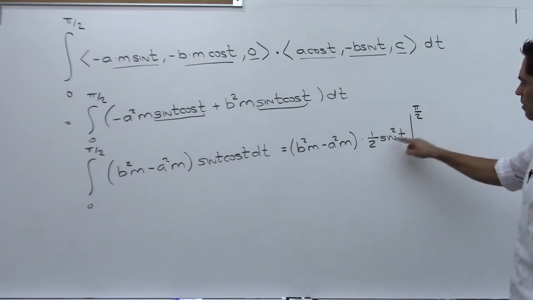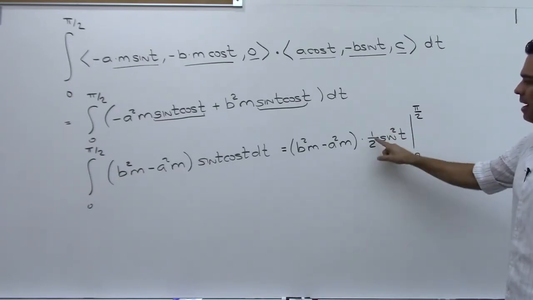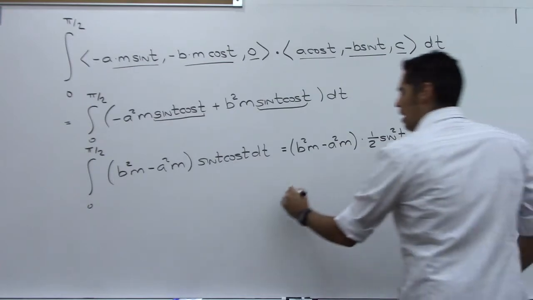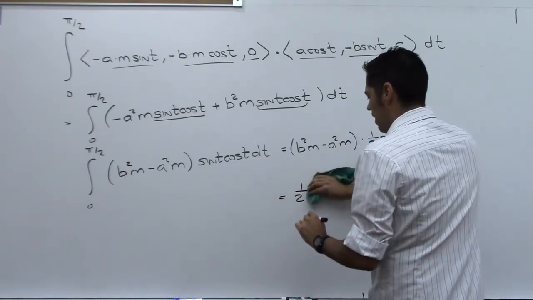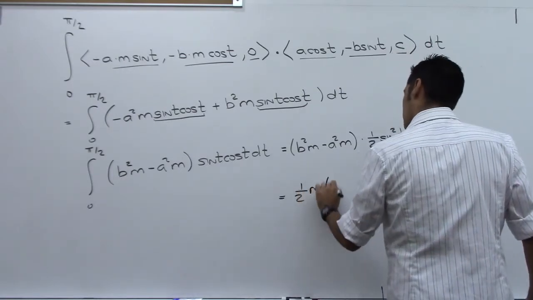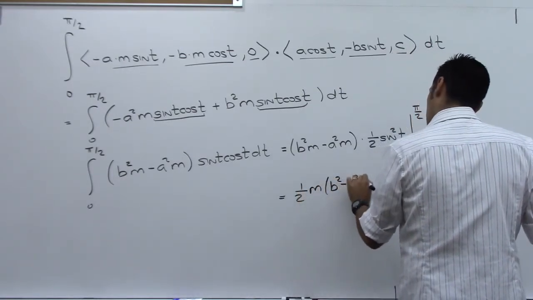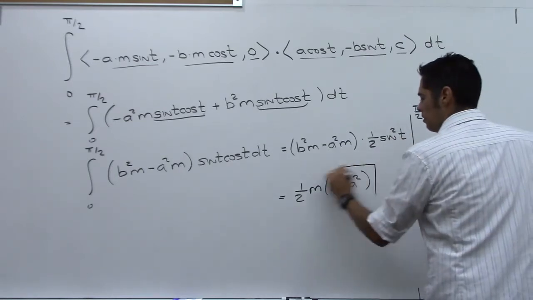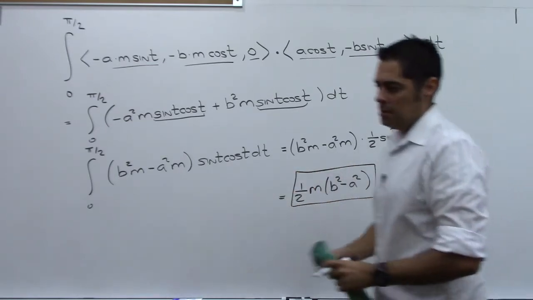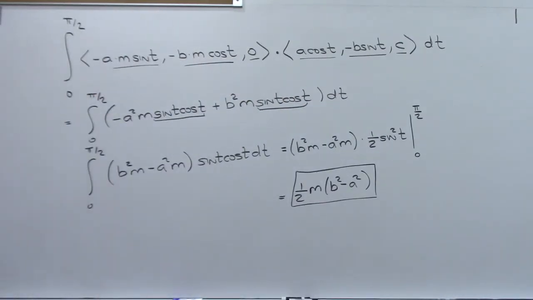Then we plug in. Sine of pi over 2 is 1. 1 squared is 1. And then times 1/2, and then times that. So I just get 1/2. You know what? I'll factor an m out also. 1/2 m times b squared minus a squared. And then when I plug in 0, sine of 0, 0 kills everything off. So you just get this. So that should be the work done.